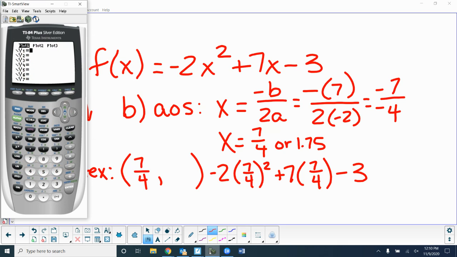That's fine with me. All right? So, -2 parentheses 7 divided by 4 parentheses squared plus 7 times 7 divided by 4 minus 3. There's your 3.125. That's fine. Or if you hit math and enter twice, it'll give you the fraction, 25/8.